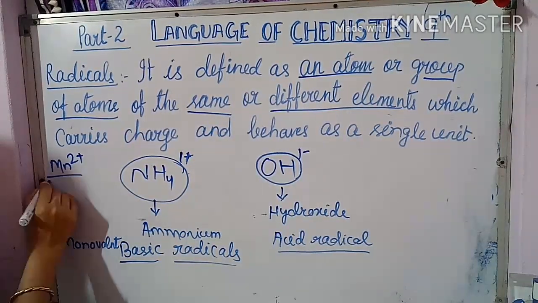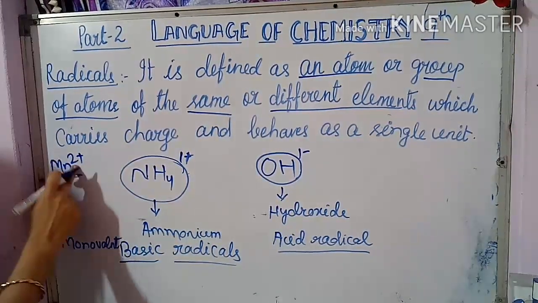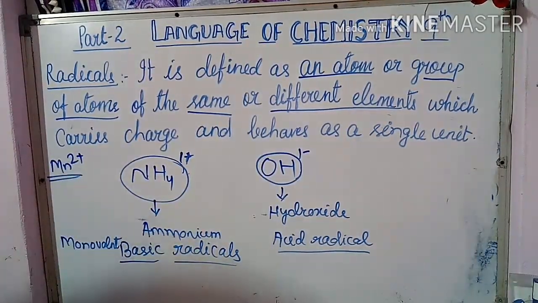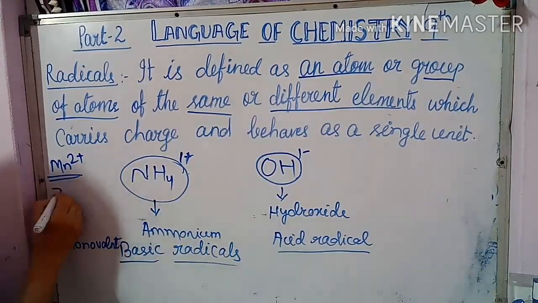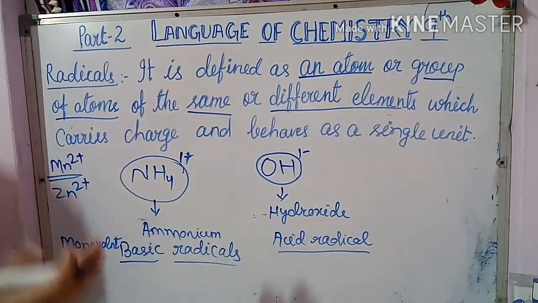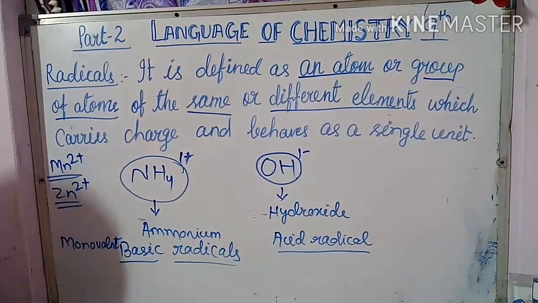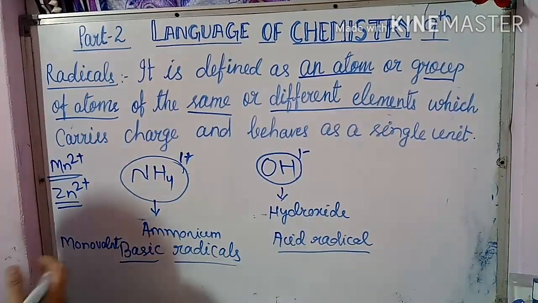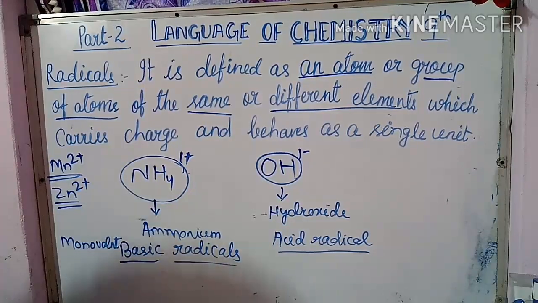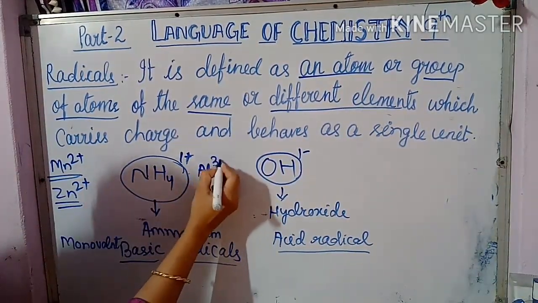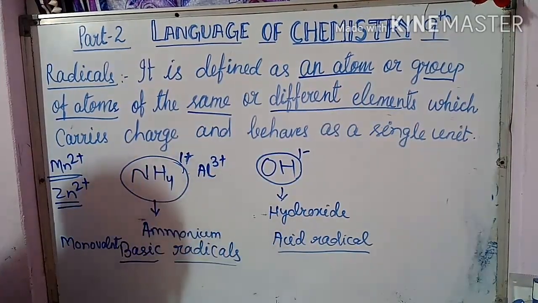As it is 2 plus, it is a basic radical, and it is a divalent basic radical. Like this, you can also take zinc. Zinc is also 2 plus, I have already written all the valencies, so zinc is also a divalent basic radical. Trivalent basic radicals are there also. Aluminium donates 3 plus, so it is a trivalent basic radical.